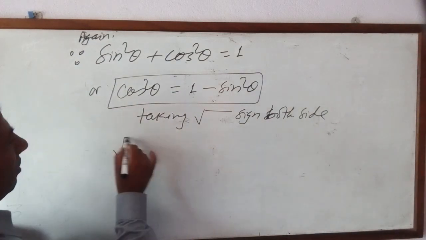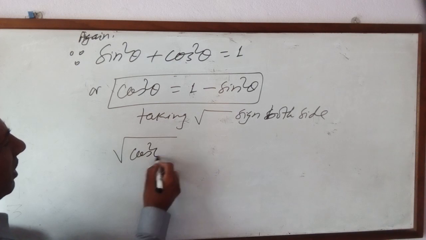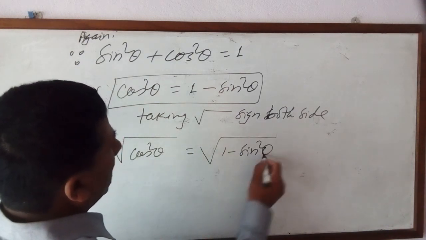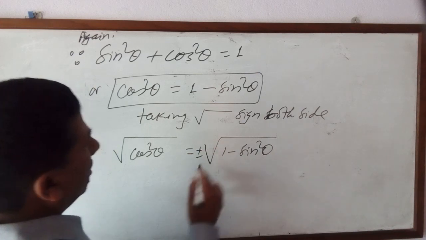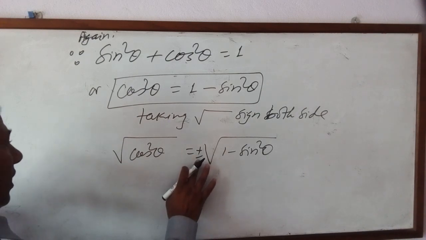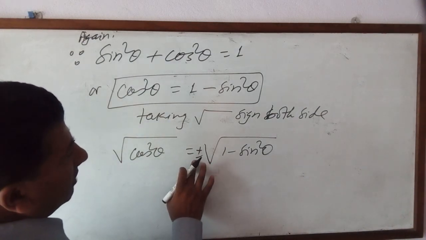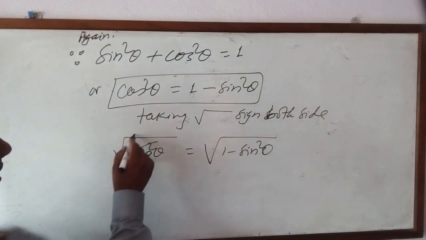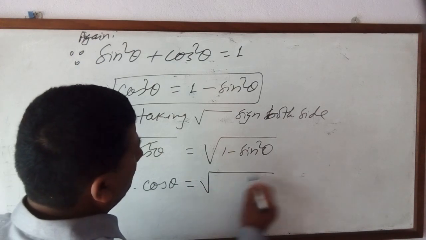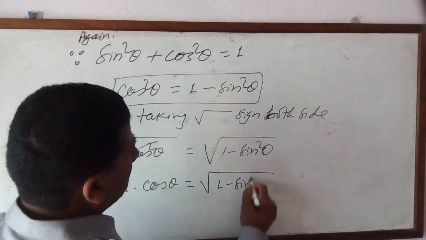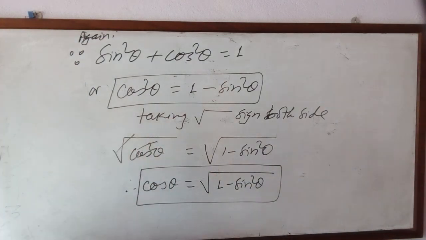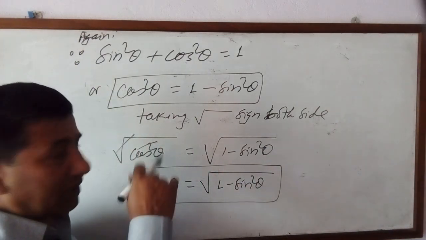it will be root under cos square theta, root under 1 minus sin square theta. Here also we can write plus minus, but I'll write the plus minus later, if you need, there is a minus sign also. This and this cancel. Therefore cos theta equals root under 1 minus sin square theta. The same process, same pattern, we are using repeatedly to verify this formula.